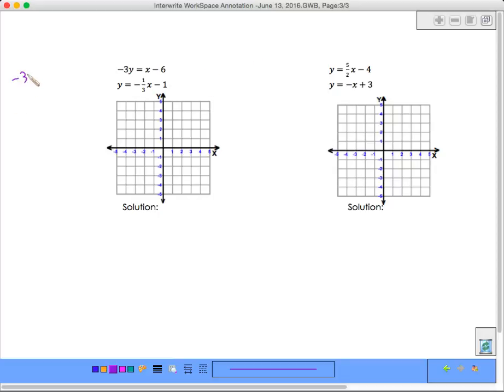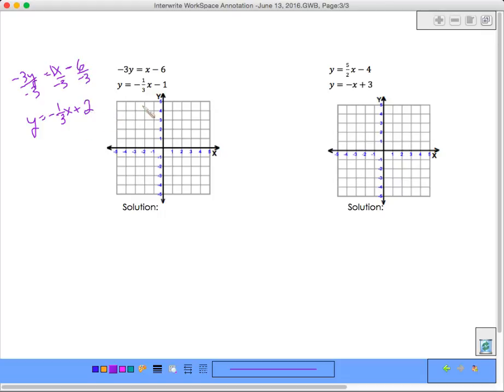We have negative 3y equals x minus 6. Write this on your paper as well. We can divide all 3 pieces by negative 3. Take that y by itself. We've done this before. Solve for y. Get it in function form. We have y equals, remember, if there's not a number right in front of that x, the coefficient is a 1. So we have negative 1/3 x, negative divided by negative is a positive, 6 divided by 3 is 2.